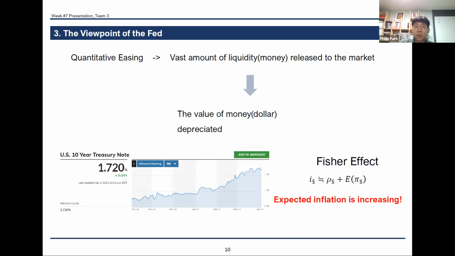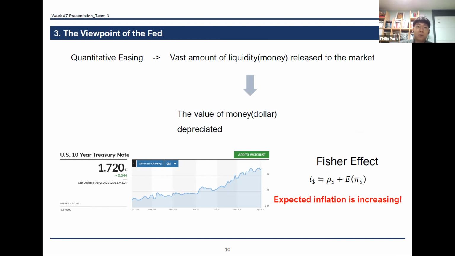Hi, I'm Park Jong-ho, and I'm going to talk about the viewpoint of the Fed about the recent situation. As we mentioned, the Fed has been doing lots of quantitative easing, and a vast amount of liquidity, which is money, has been released to the market. Therefore, the value of money would be depreciated.